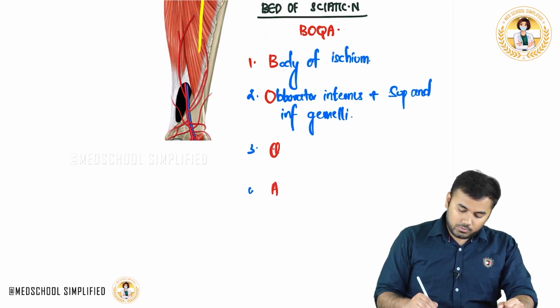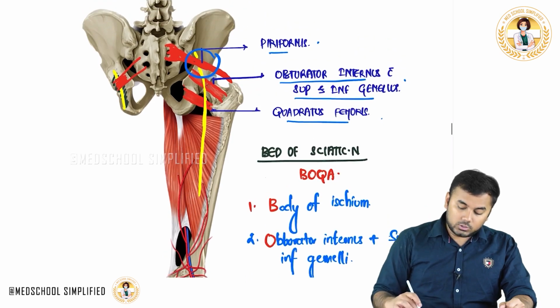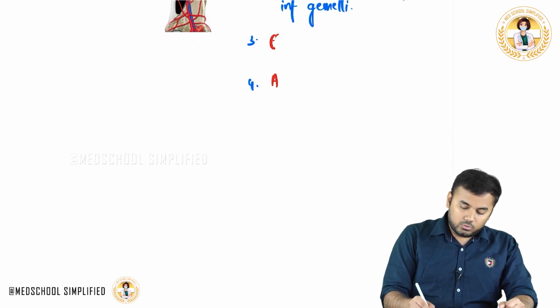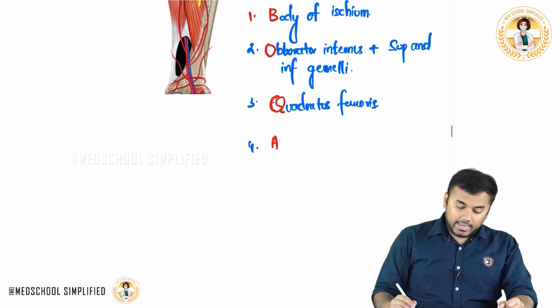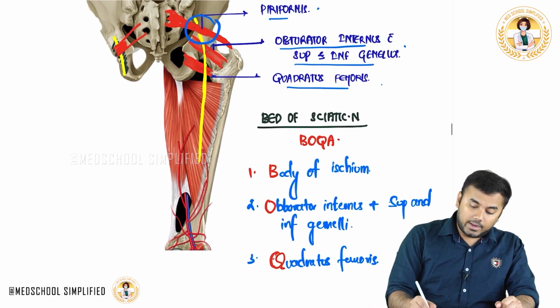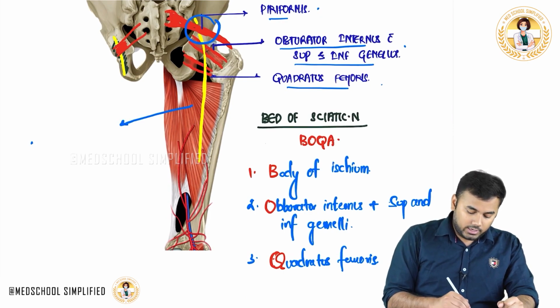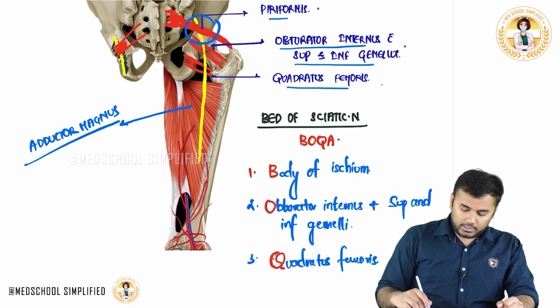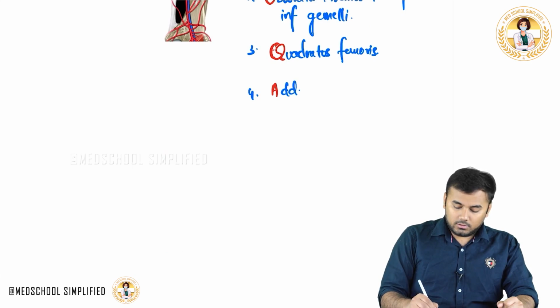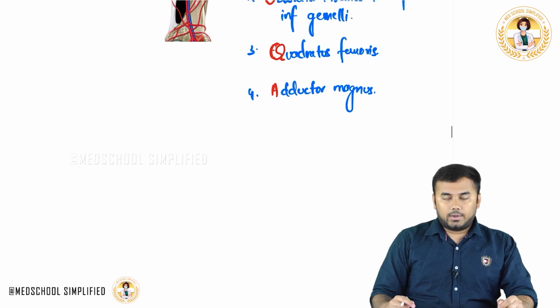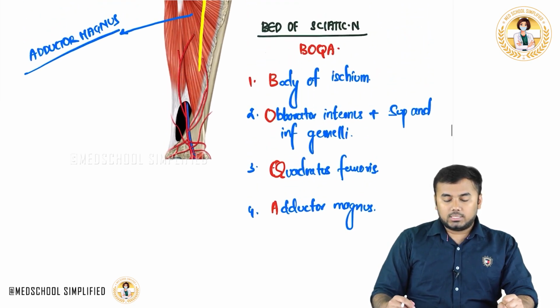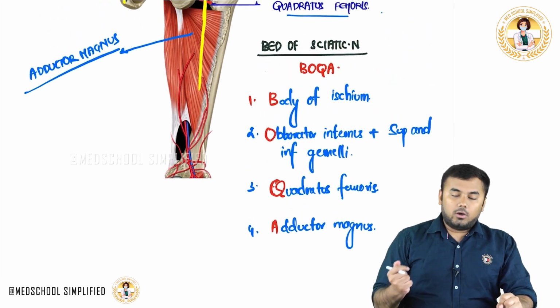The third important thing is Q, the fourth is A, right? Q stands for another muscle called quadratus femoris. And A stands for another muscle called adductor magnus. This muscle over here is your adductor magnus. So we have got B, O, Q, A. These are the structures that are located under the bed of the sciatic nerve.